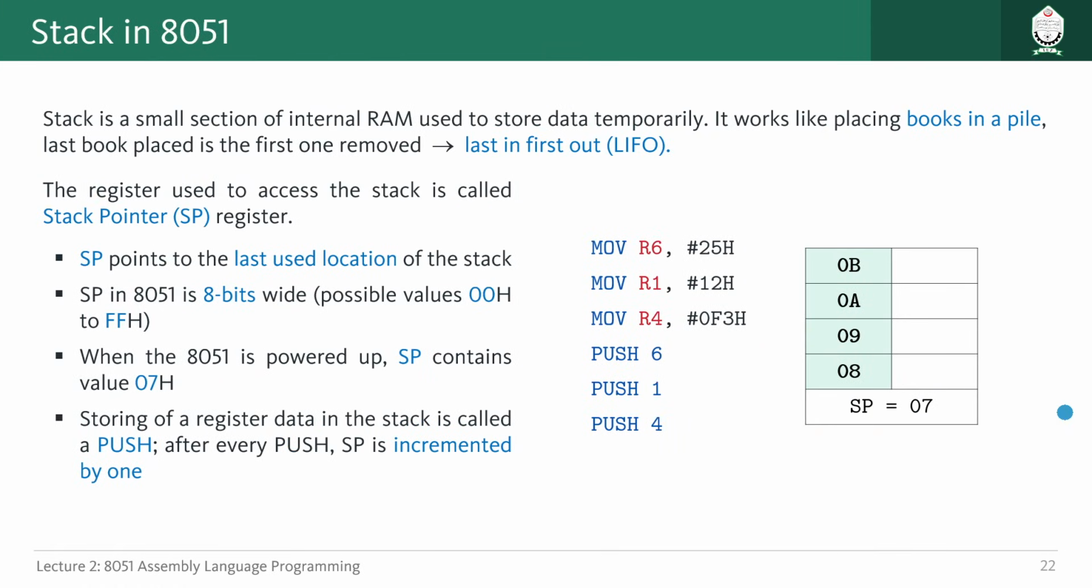Okay, now another part of our internal RAM is the stack, a very important one. The stack is basically a small section of RAM to store data temporarily, but the method in which we store the data is a bit different. It works just like placing books in a pile. You place one book, then another book on top of that, then another on top of that. In this way, one by one, the stack gets up, right?